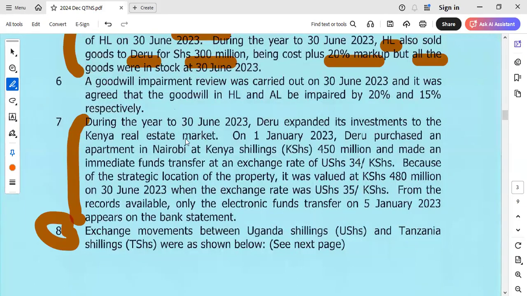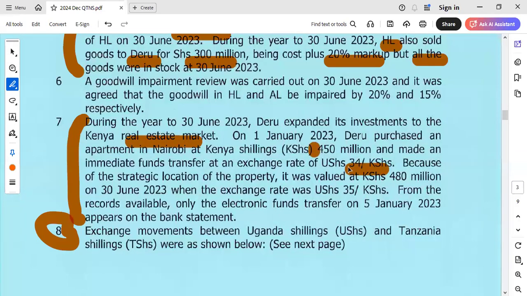They are telling us that during the year to 30th June 2023, DERU expanded its investments to the Kenya real estate market. On 1st January 2023, DERU purchased an apartment in Nairobi at Kenya shillings 450 million, and made an immediate funds transfer at an exchange rate of 34.